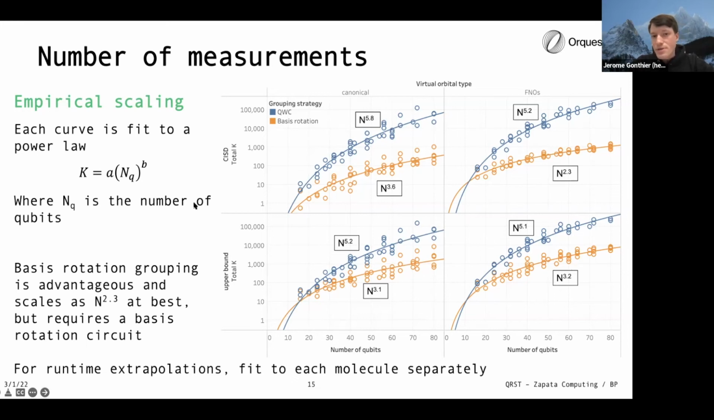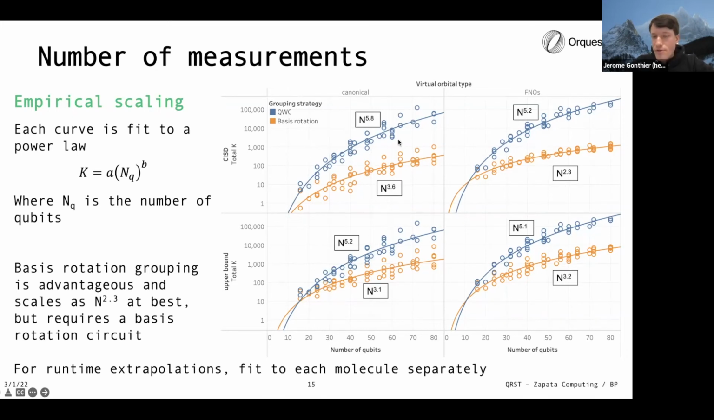The first thing we notice is that using this simple grouping strategy, the qubit-wise commuting, we have a scaling that's close to n to the 5 to n to the 6, which is reasonably close to what is expected theoretically. And then when we switch to this basis rotation grouping, now the circuits are a bit deeper, so we're going to accumulate a bit more noise, but the measurements only scale as n to the 2.3 to n to the 3.6, so close to n squared to n cubed, which is much better.